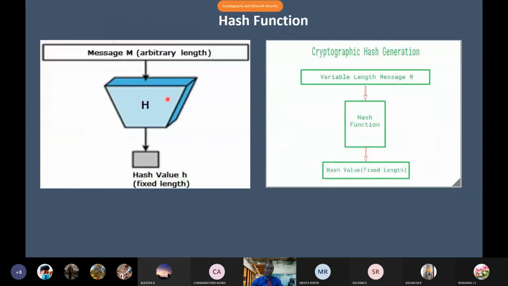We have seen this diagram. We take a message of any length to the hash function, and you are going to have the so-called hash value or fixed output. Same meaning. They mean the same, but it may depend on how you want to give it. As long as you mention the hash value, variable length or arbitrary length, to the hash function.